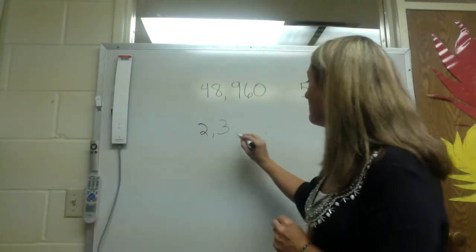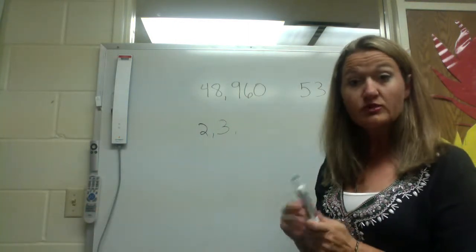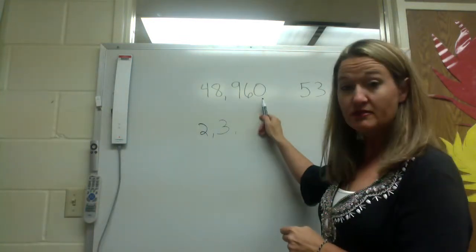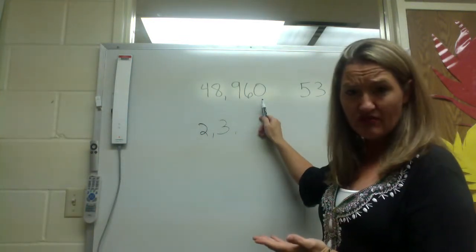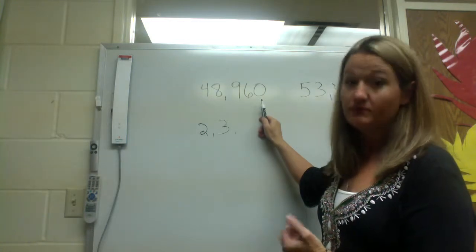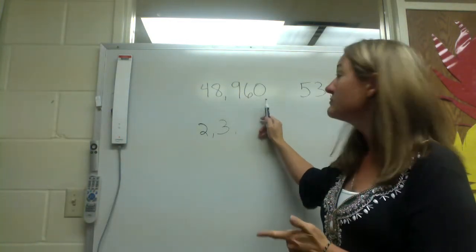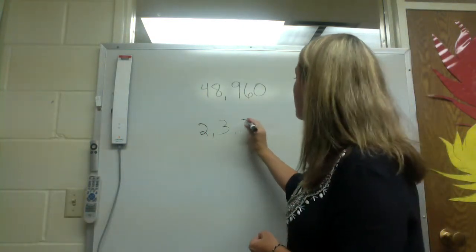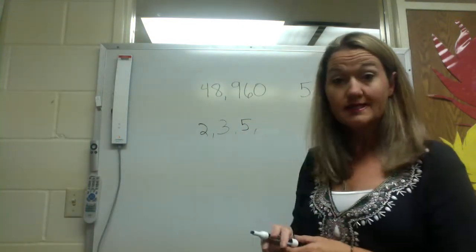All right, let's check the next one, which is 5. 5 just says to look at the last digit. If it's divisible by 5, the last digit has to be either a 0 or a 5. It's a 0. Is this divisible by 5? Yes. The next one we're going to check for is 9.